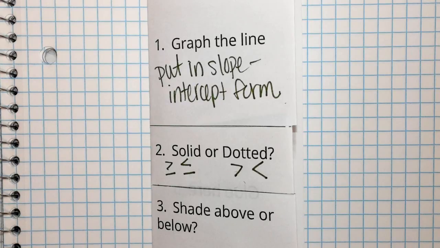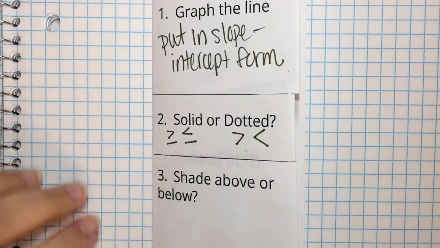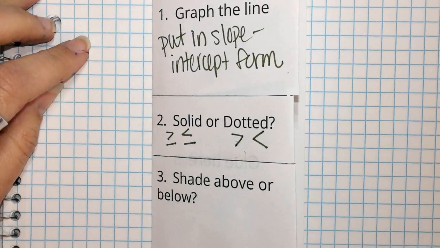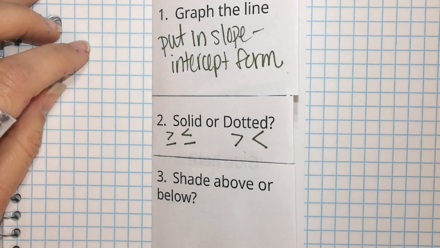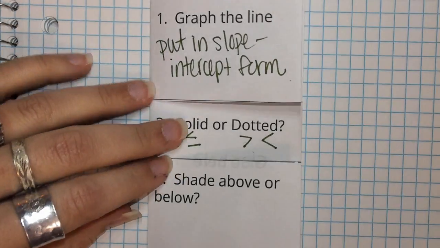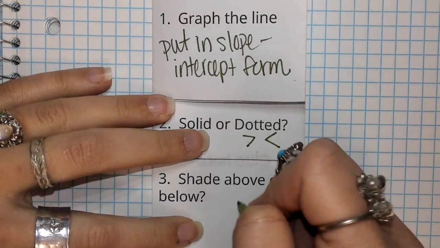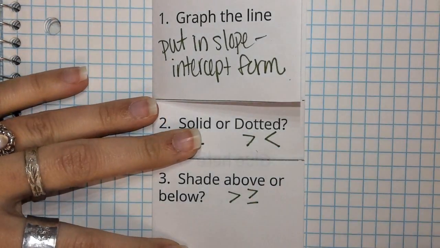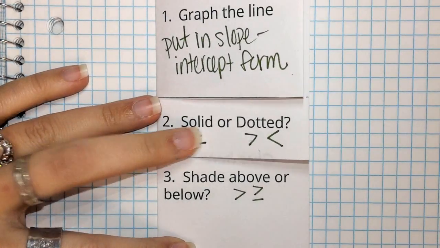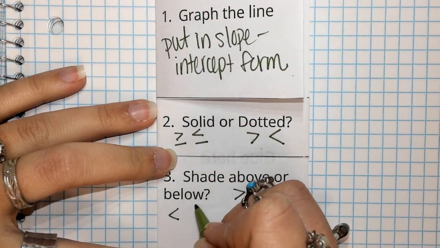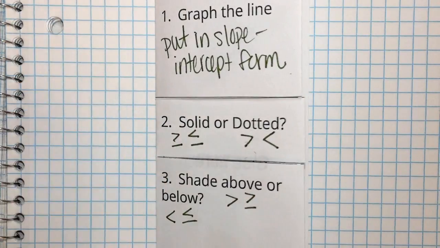And then we have to shade either above or below. Now, when do we shade above the line? You shade above when it's greater than or greater than or equal to. When do you shade below? When it's less than or less than or equal to. Good.